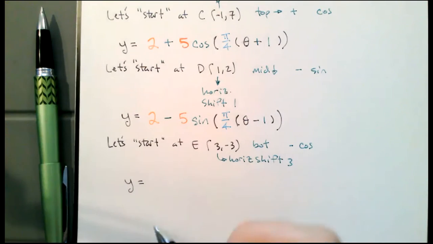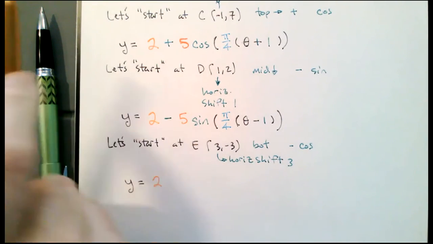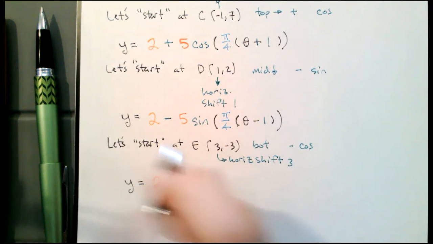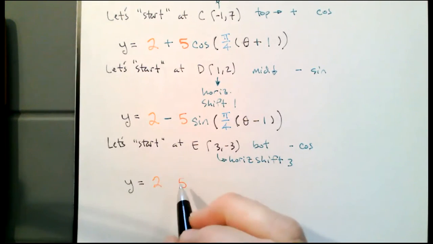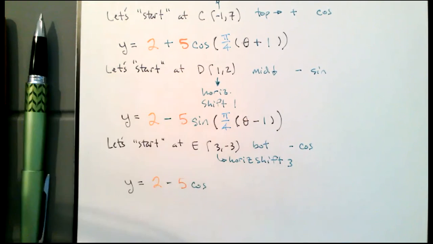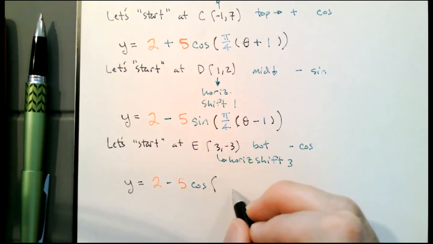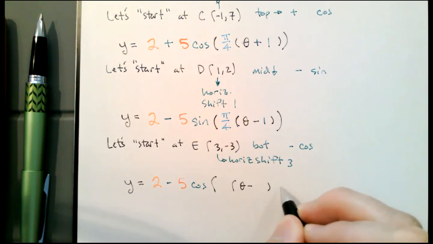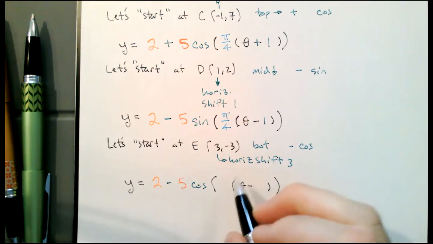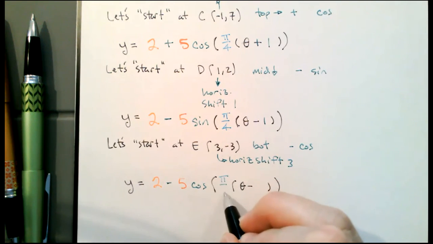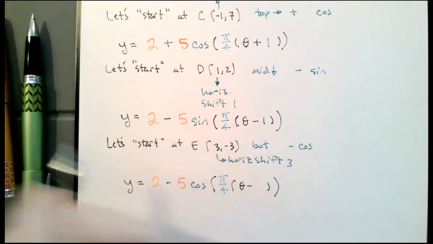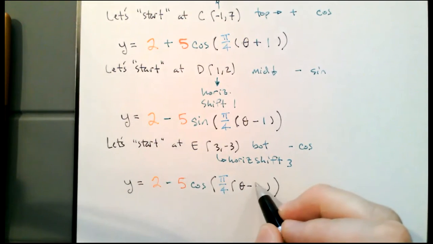The middle is our constant. Our amplitude is the coefficient of the trig function. Since we're starting off at the bottom, or considering the start to be the bottom, we're using negative cosine. The period is still 8, so the b is still pi over 4. And our horizontal shift for this one is 3. So I just drop that in there.